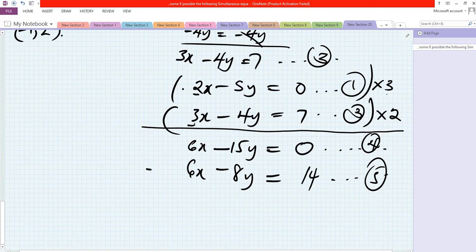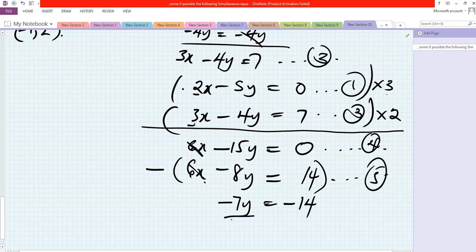Now if I subtract equation 5 from equation 4, this one will cancel out since they are the same. So I will eliminate this. Minus 15y minus minus 8y is minus 15y plus 8y, which will give you minus 7y. Now this is 0 minus 14, so you have minus 14.